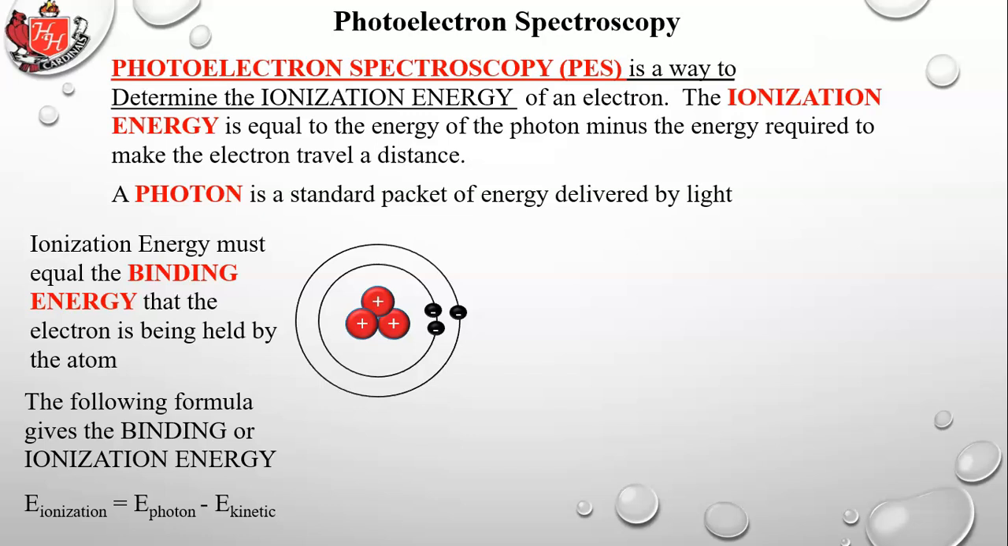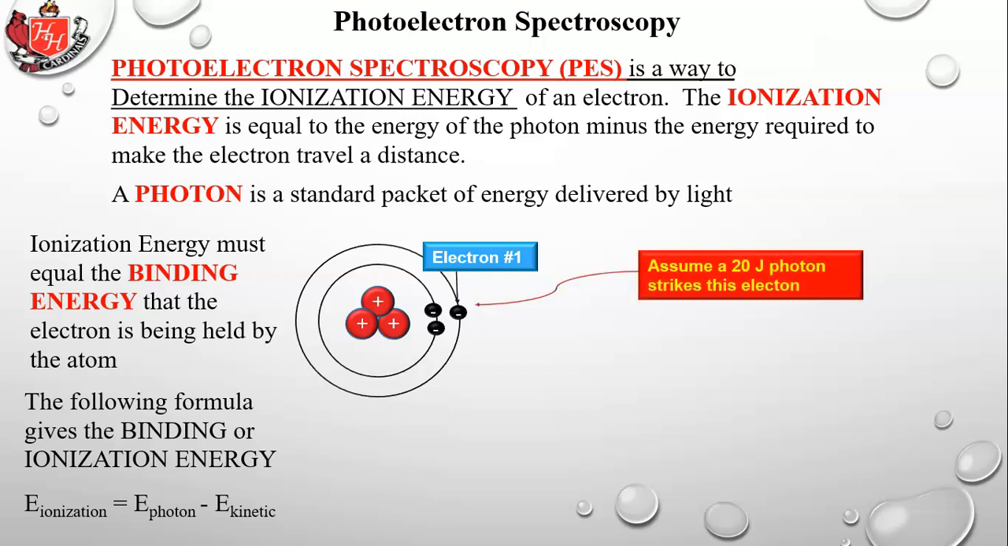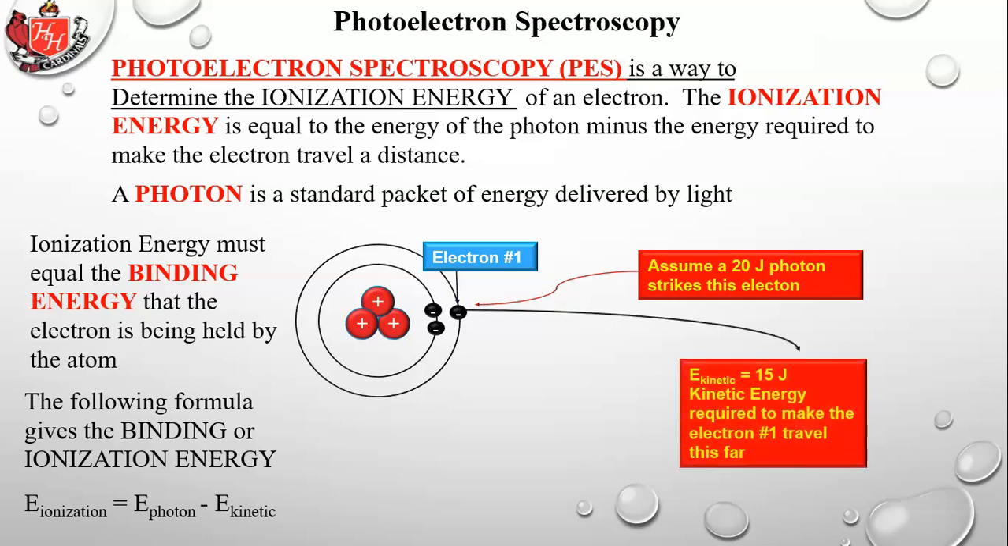So let's just use a couple of simple number examples to see how this works. There's electron number 1. That's the valence electron in lithium. Let's say a photon with 20 joules strikes that electron. Now let's say it causes that electron to fly out, and they're able with their instrumentation to measure that the kinetic energy is 15 joules. And that's required to make electron number 1 travel that far.